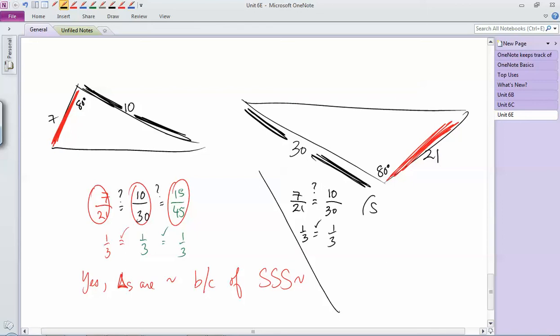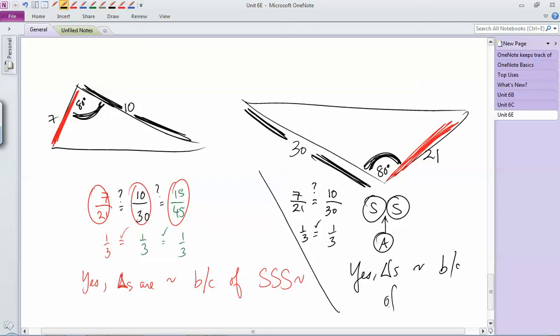So this gives me a pair of sides matched up, two S's, right? But I also know that the angle in between them is the same. So I have two S's, and I have an angle in between them. So now I can say, yes, the triangles are similar because of SAS similarity. So we can either check all three ratios, see if they're the same, and if they are, we've got SSS similarity, or you can check two pairs of sides, see if the ratios are the same, and if the angle in between them is the same, then you can say SAS.